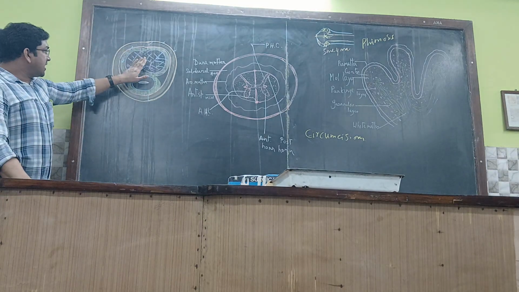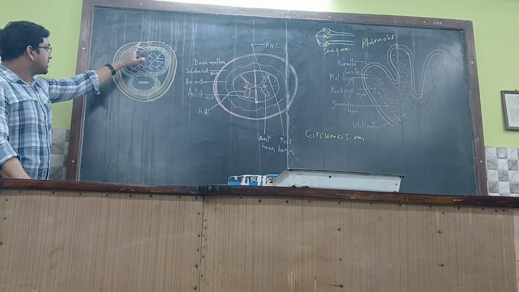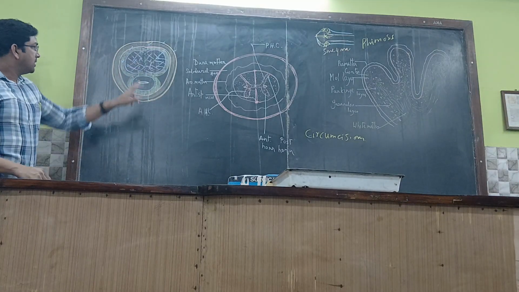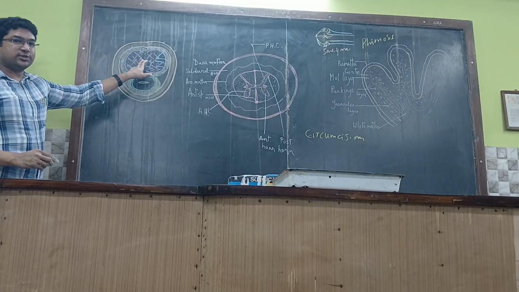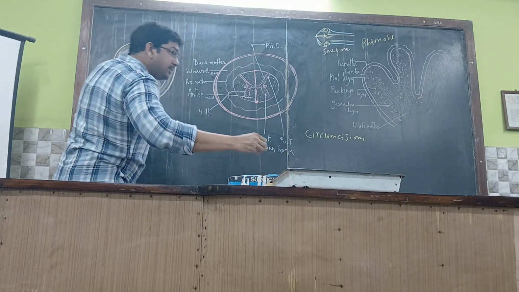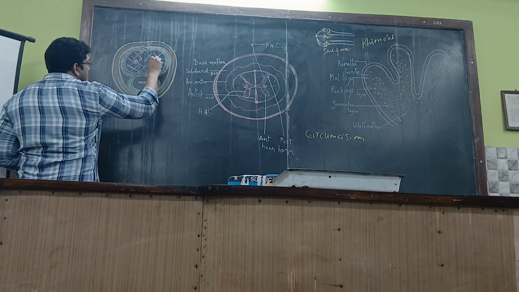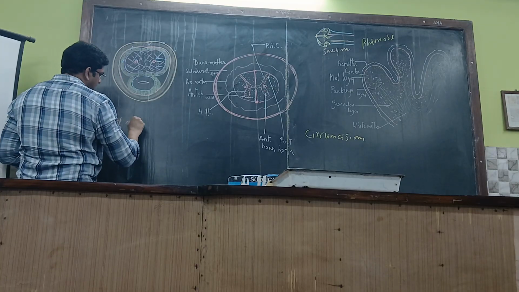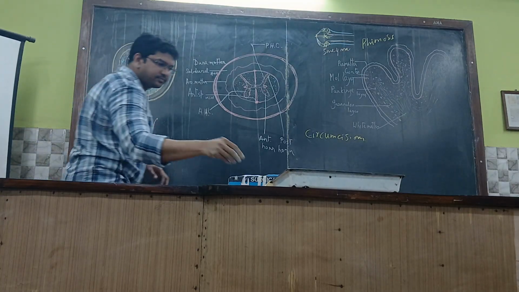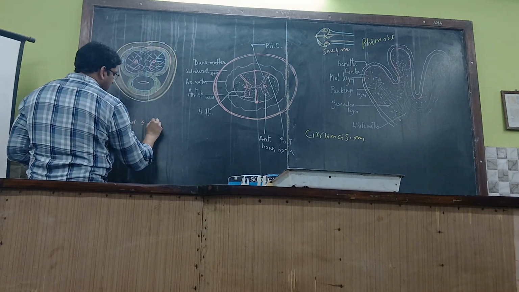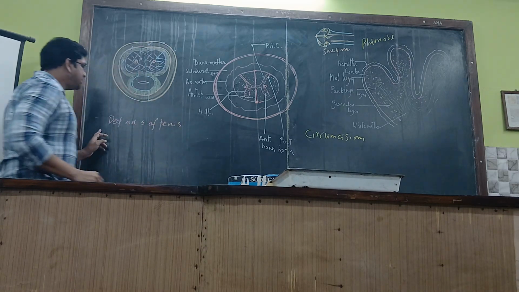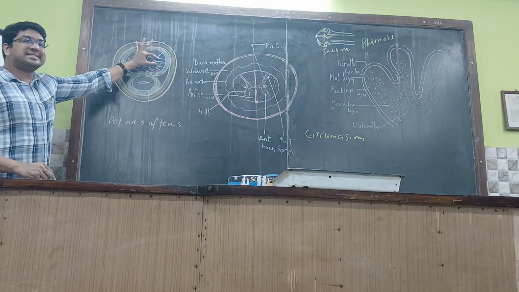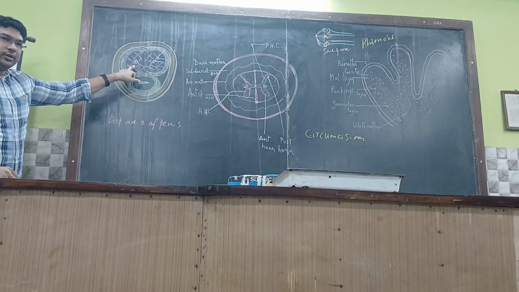So, let us see from deep to superficial structures, and what are the structures which are embedded within these layers over here. First of all, within the corpora cavernosa, there are two arteries over here. Those are termed as the deep arteries of the penis.